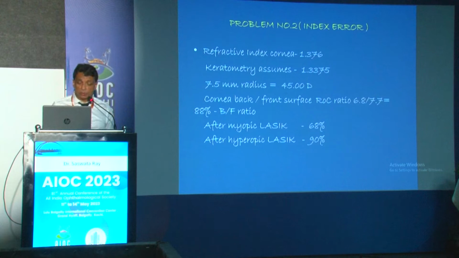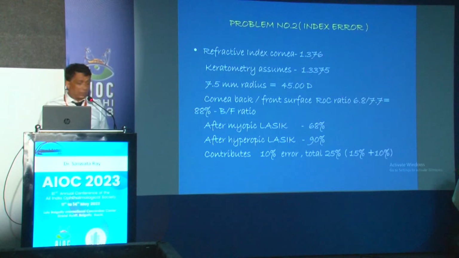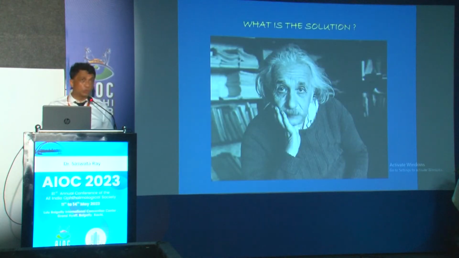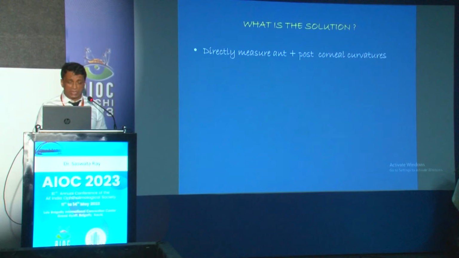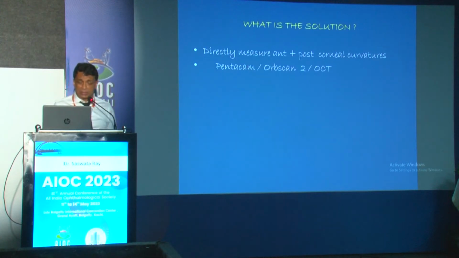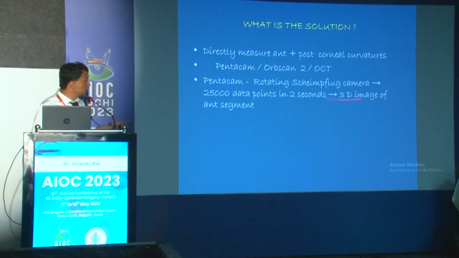So these two errors, how do we solve that? Look at that, 15% and 10%, 25% error in keratometry. So the only way to solve this is to measure directly. Okay, so we do direct measurements of anterior and posterior corneal curvature, which is how to do that. We use topographers like Pentacam, OBSCAN 2 or OCT, whatever is available. The nowadays standard of care is Pentacam with its Scheimpflug camera.